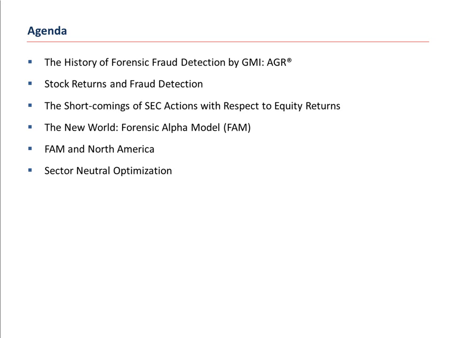Then we'll talk about the shortcomings of AGR and of using SEC actions with respect to equity returns. We'll talk about the New World, FAM. Then we'll focus on FAM in North America. And finally, I'll save the best for last, and probably the most interesting part, a sector-neutral optimization using FAM in North America and how you can outperform the benchmark by 300% and reduce your risk by nearly 50%.